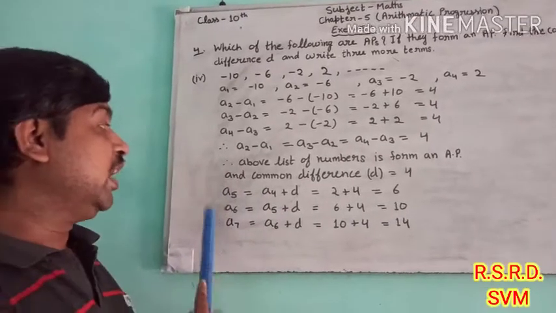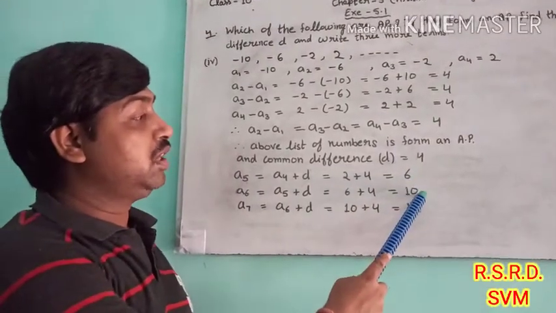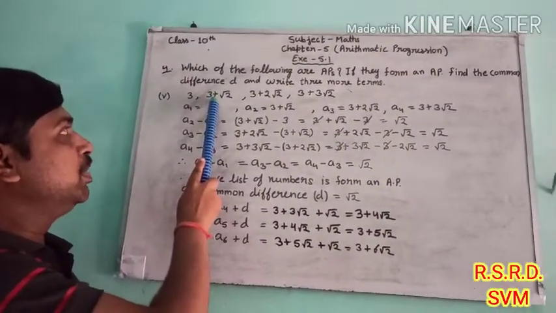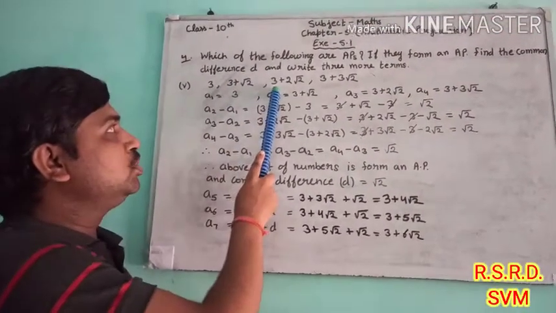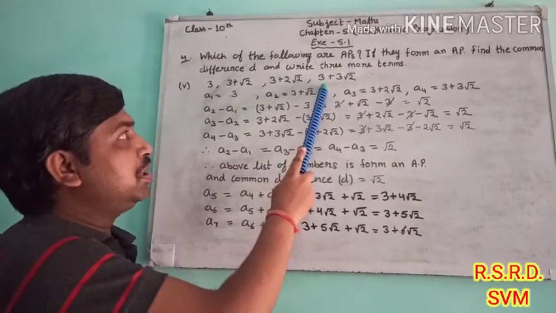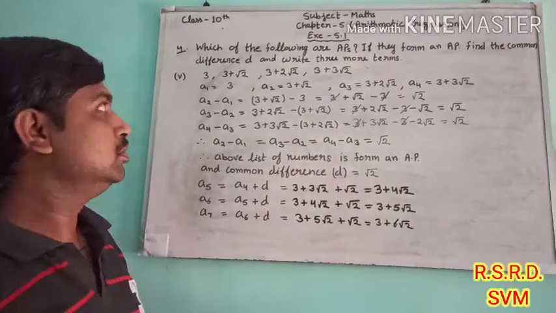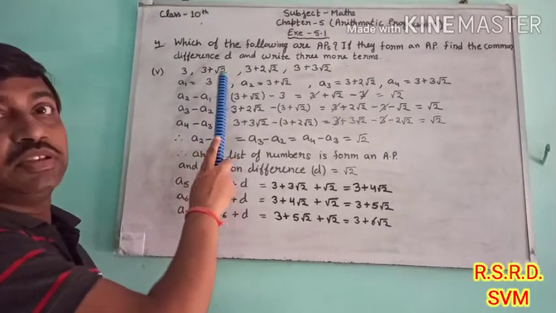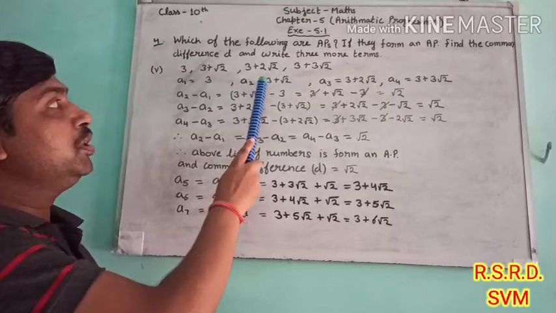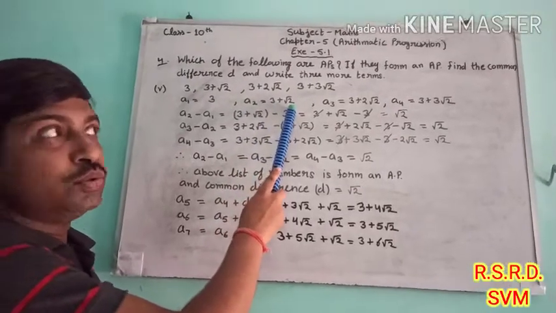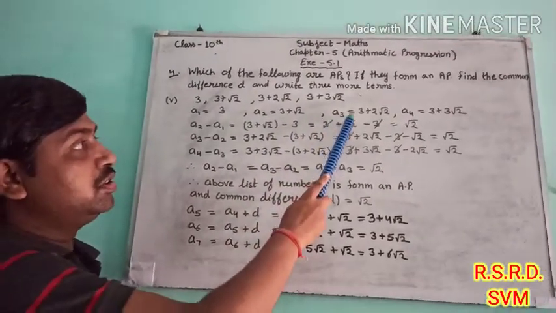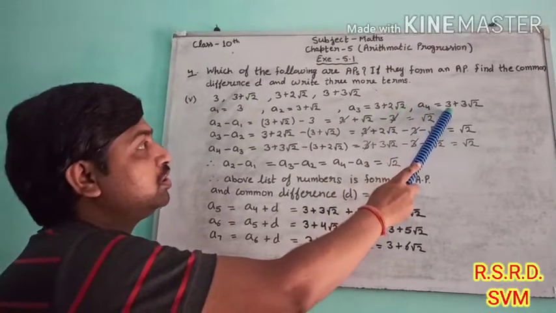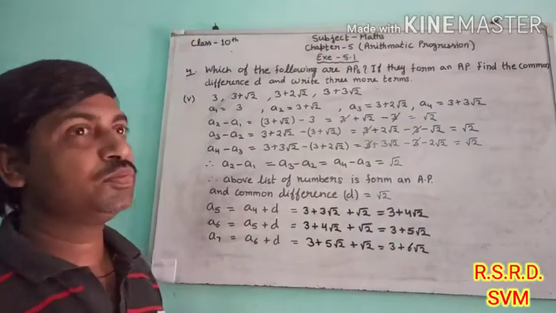In this way the next three terms are 6, 10 and 14. Next part: 3, 3 plus root 2, 3 plus 2 root 2, 3 plus 3 root 2 and so on. So the first term A1 is 3, the second term A2 equals 3 plus root 2, the third term A3 is 3 plus 2 root 2, the fourth term is 3 plus 3 root 2.